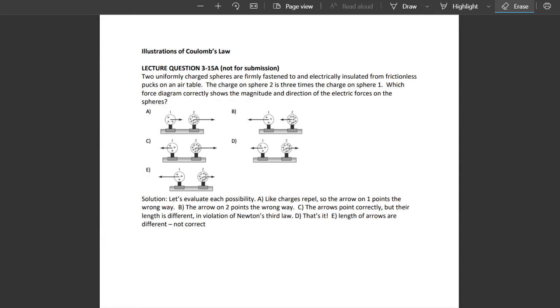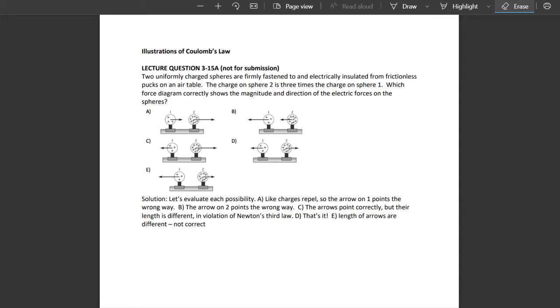Two uniformly charged spheres are firmly fastened to and electrically insulated from frictionless pucks on an air table. The charge on sphere 2 is 3 times that of the charge on sphere 1. Which force diagram correctly shows the magnitude and direction of the electrical forces on the spheres?